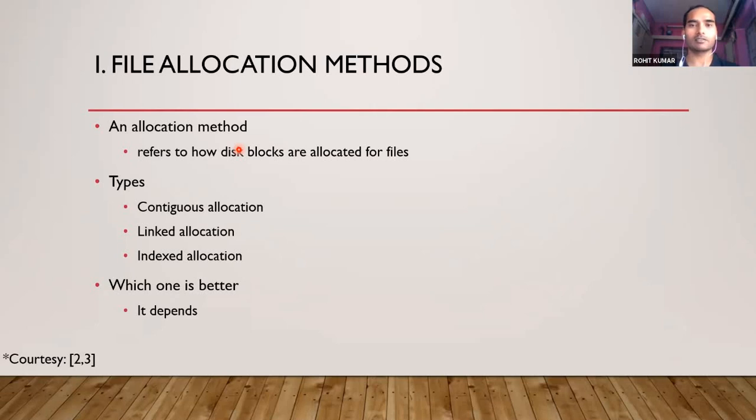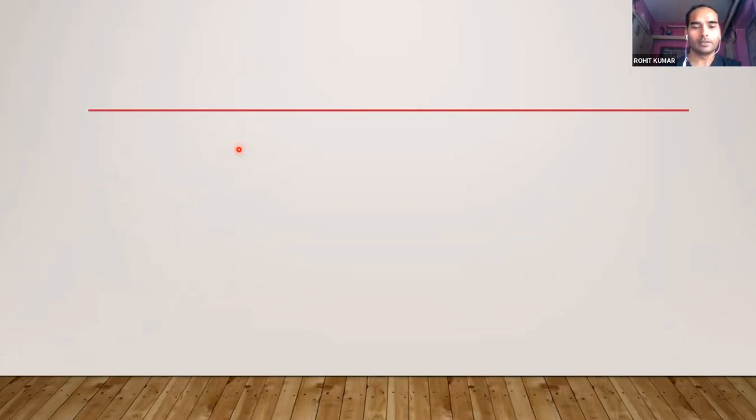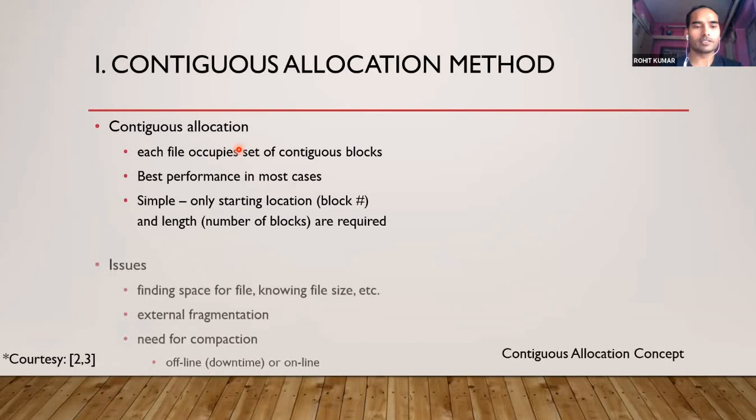Here we will not discuss the concept of process, because we are not talking about RAM. We are not talking about primary memory. We are talking about the secondary or disk memory. That's why everything is a program, not a process. Okay. Now, the contiguous allocation concept.